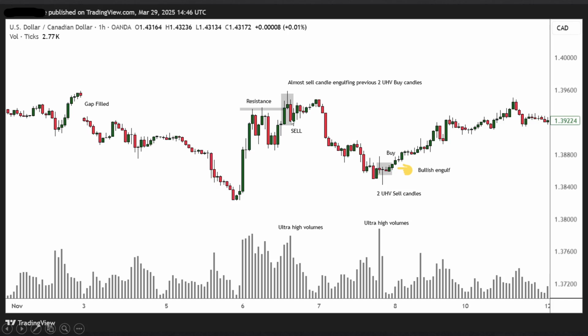So this sell candle is actually almost engulfing the previous two ultra high volume buy candles. You need to sell here. You should place the stop loss above here, and you should expect 1:3, 1:4, 1:5 activity. Then after that the market came down, then there were two sell candles with an ultra high volume, and the market started going up with a low volume.